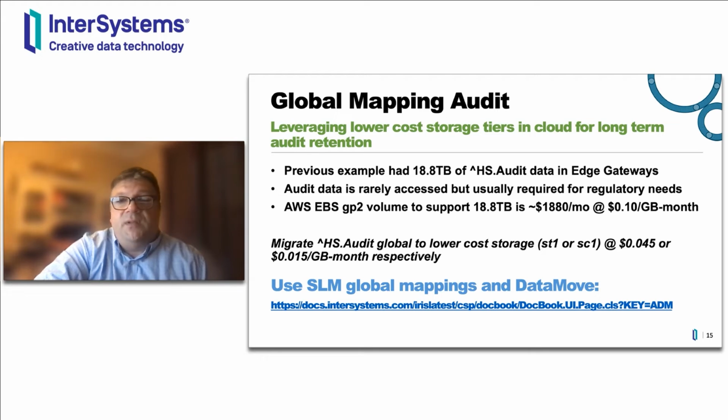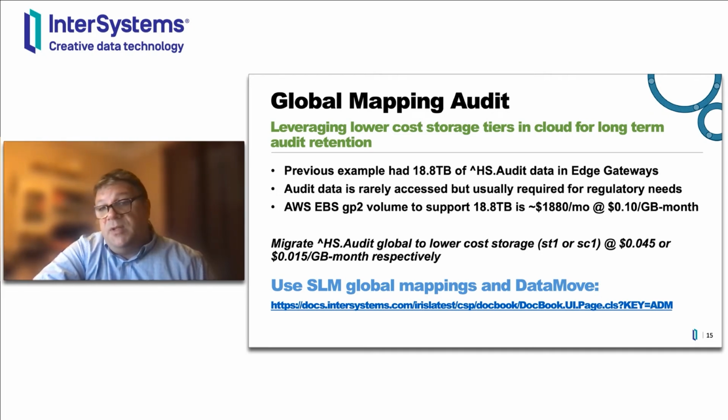So to lower the cost of that, we look into using subscript level, or SLM, global mappings to move most of that data to a separate iris.dat file within a given edge gateway namespace. It'll go to an alternative EBS type such as ST1 or SC1, which have a much lower price point of 4.5 cents per gig per month and as low as 1.5 cents per gig per month, respectively.